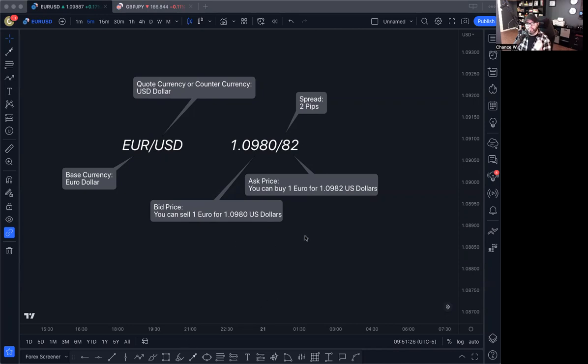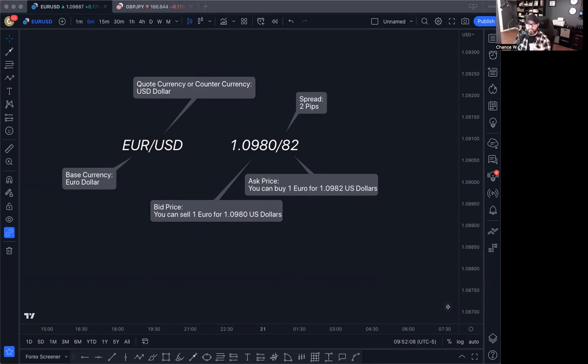if EU is currently set at the price of 1.0980, right? 1.0980, then you can sell 1 euro for that many US dollars. And if you look here, this is the asking price, then you can buy 1 euro for 1.0982 US dollars. The difference between these two prices is the spread, which is 2 pips. The broker will always have a spread, and you need to pay attention to the spread.